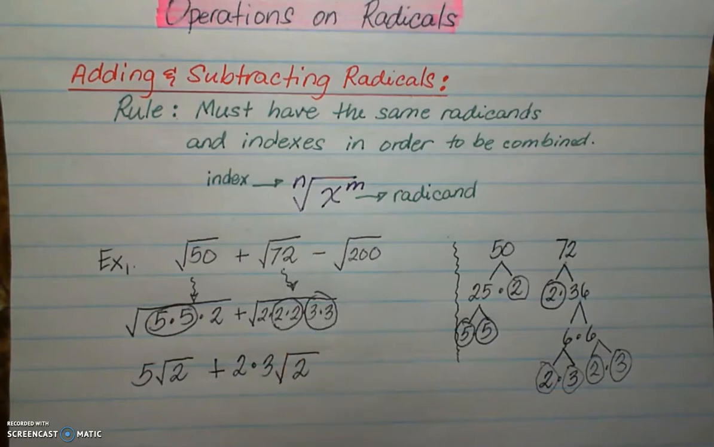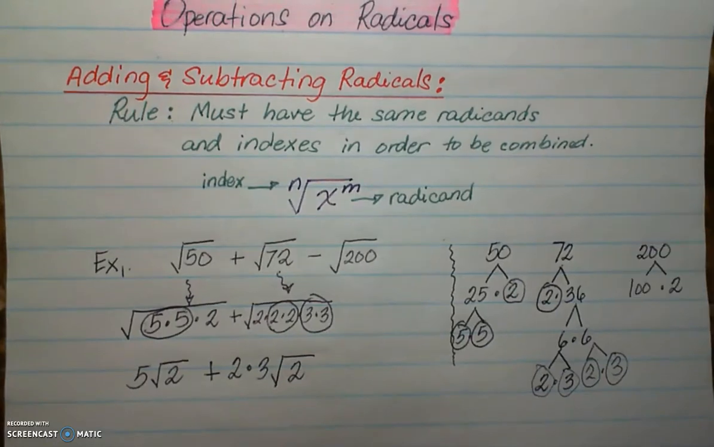Now let me explain why that is so. So let's go back here. Please understand that 2 times 2 is 4, and the square root of 4 is 2. 3 times 3 is 9, and the square root of 9 is 3. Now this has no perfect square because it's by itself, so it stays inside. We're already seeing a pattern here. The indexes are the same, so that's square root and square root, and the radicand is the same, which is a 2 inside. Let us now go ahead and generate the prime factors of 200.